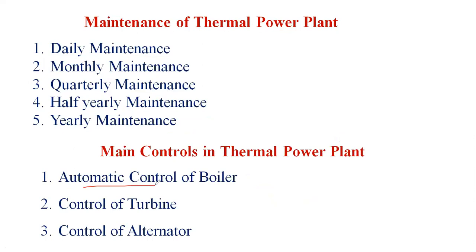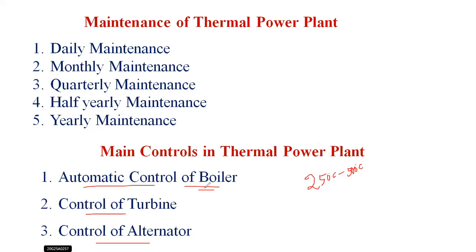One is the automatic control of the boiler, another is the control of the turbine, and another is the control of the alternator. These are the major components of control in the thermal power plant. In automatic control of the boiler, the temperature is maintained from 250 degrees centigrade to 500 degrees centigrade. A modern thermal power plant has automatic control of the boiler.